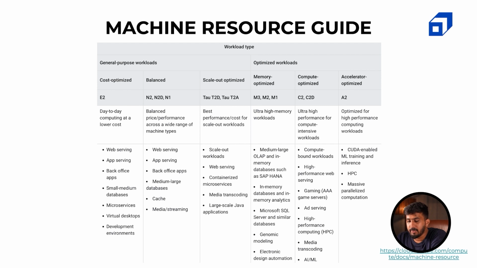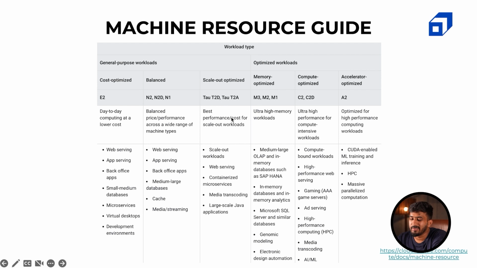right? And similarly, under balanced, there is N2, there is N2D, and N1. Balanced price/performance across a wide range of machine types. This is also used for similar types, but here in this case, you can run medium to large databases. You can also use it for cache and media/streaming applications. And then scale out optimized, there is Tau T2D, Tau T2A.